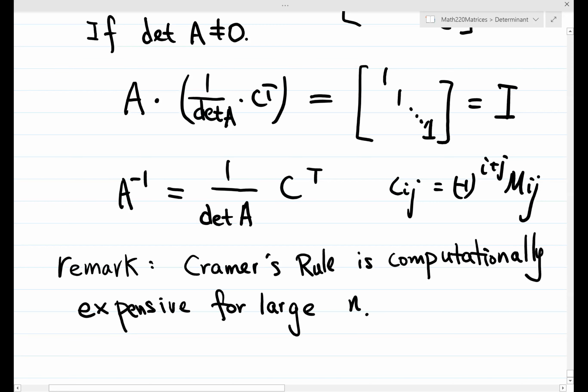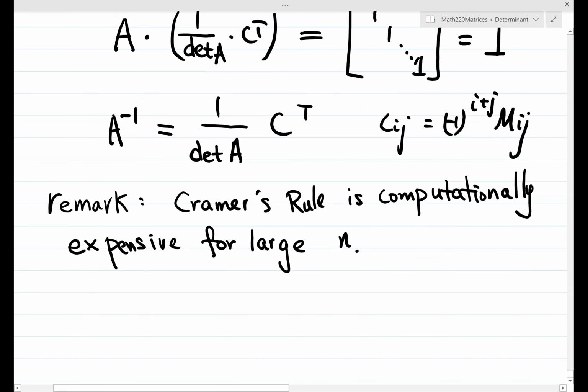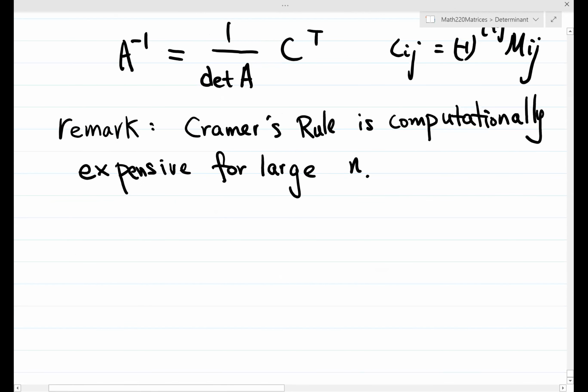We have another algorithm. Remember, Gauss-Jordan. It uses linear elimination. That is actually not so computationally expensive as Cramer's rule, because with Cramer's rule we need to evaluate so many determinant minors.